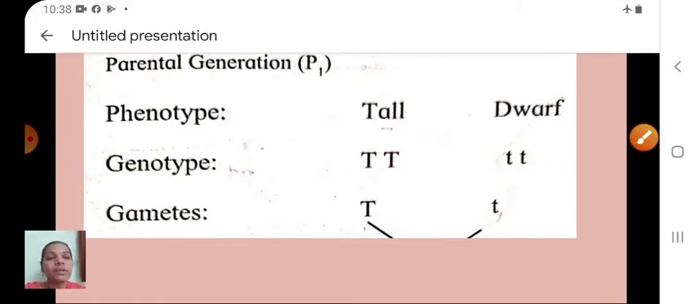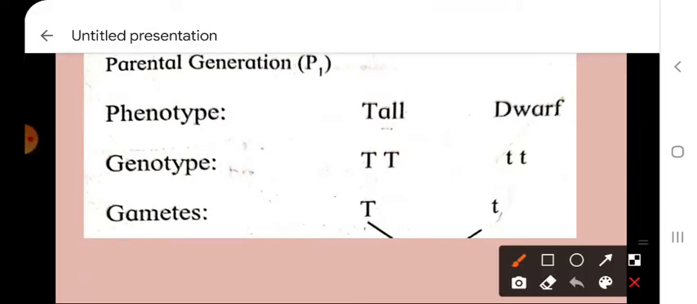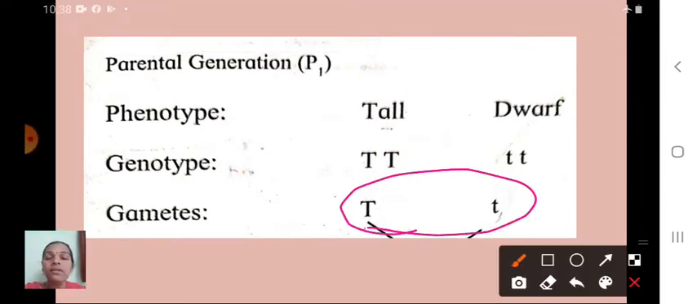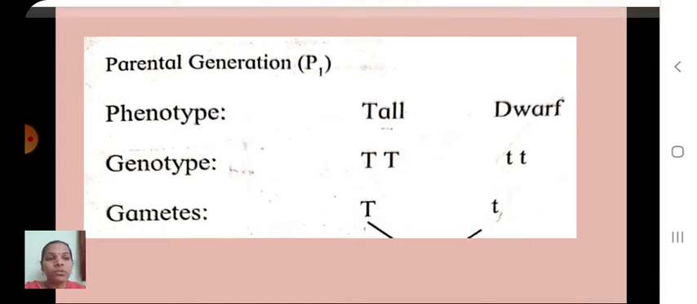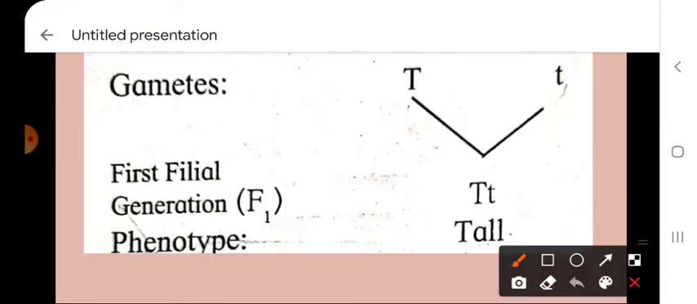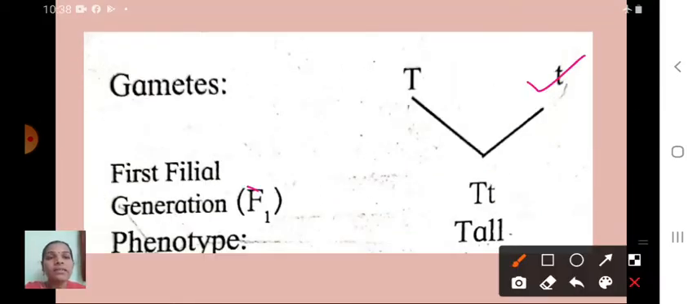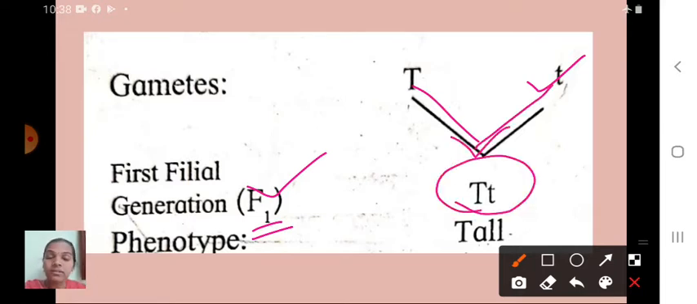See here, during fertilization, what will happen? These two gametes will fuse. This is the first filial generation, that is F1. When these two gametes fuse, which one is formed? Capital letter T, small letter t. The phenotype is tall, but the genotype is capital letter T, small letter t.